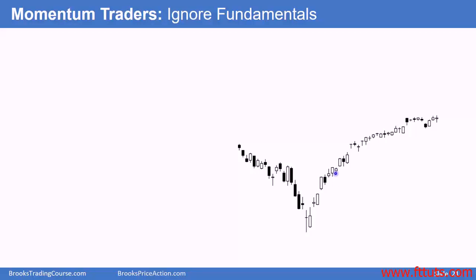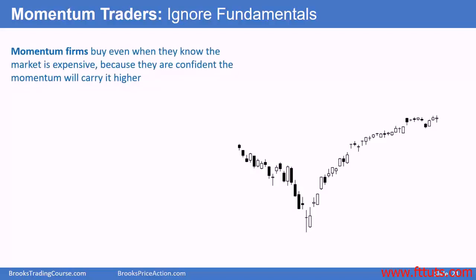So here you are buying at the top of 6 or 7 or 8 bars, 10 bars, 15 bars. The momentum traders, they don't care. They don't care about the fundamentals. All they know is the market's going up and they'll make money if they buy. They don't care if it's expensive. They don't care about PE ratios. All they care about is that it is going up and they want to buy.